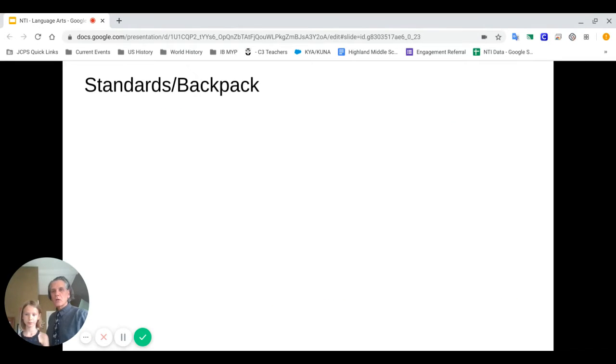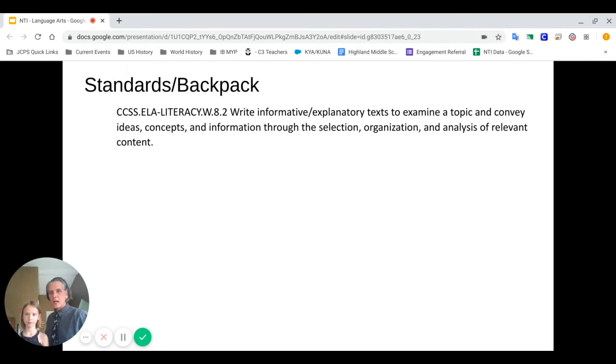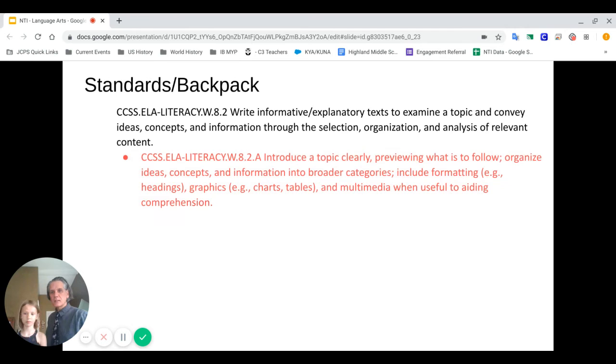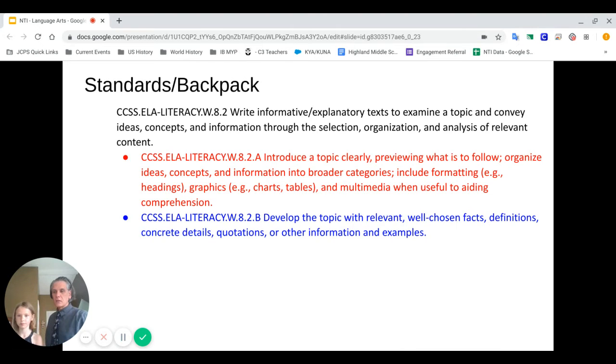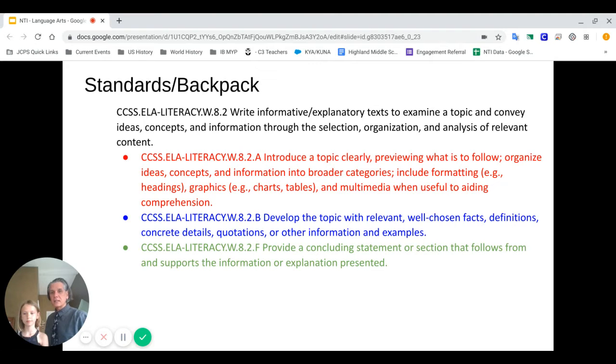So the standards we're going to be looking at have to do with writing. You're going to write an informative or an explanatory text, and the substandards or the indicators of this standard we're going to be looking at are the introduction. You're going to introduce a topic clearly. The body, which you're going to develop with relevant details, facts, definitions, anything like that, quotations all count. And lastly, that you are going to write a solid conclusion.